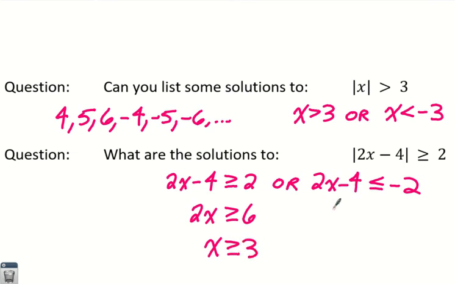Over here we add 4 to the other side, and I believe we get 2. And then we divide both sides by 2, and we get 1. And so, describing all the solutions to this, you could be greater than or equal to 3 or less than or equal to 1.